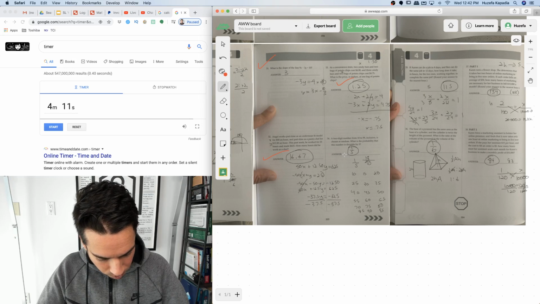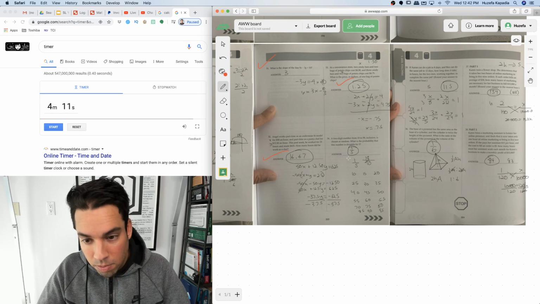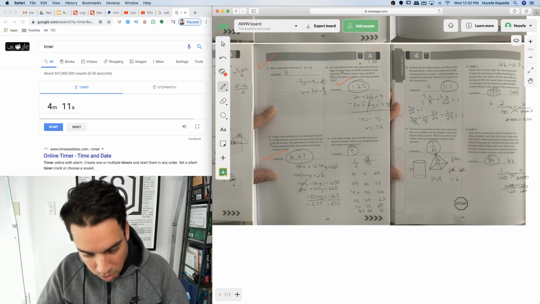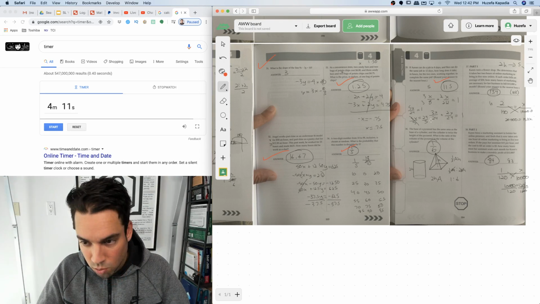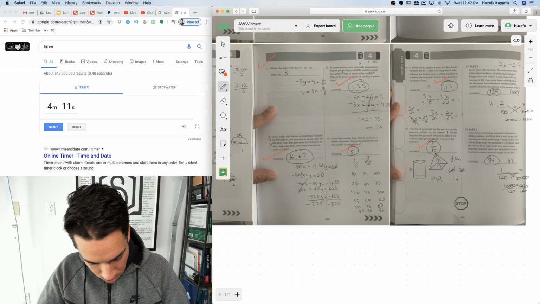1.25. What is this? 34 is 1/5. 5 is 1/15. This is 1/6. All right.